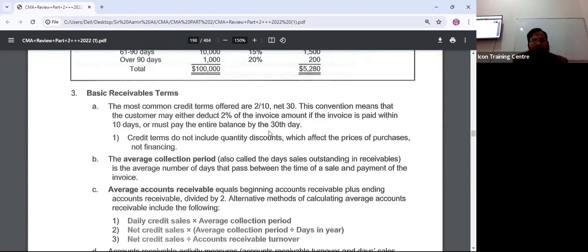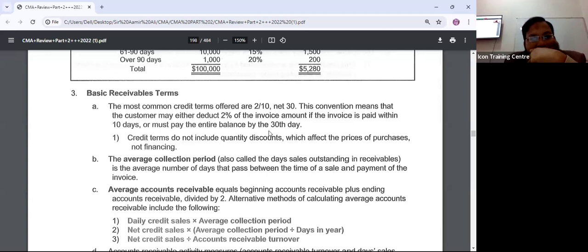Now basic receivable terms. The most common credit terms offered are 2 by 10 net 30, right? 2 by 10 net 30 means the total credit period is 30 days. So if they pay within 10 days, you will give them 2% discount. But if your customer pays within 10 days, you will give him 2% discount. This is called the term 2 by 10 net 30.